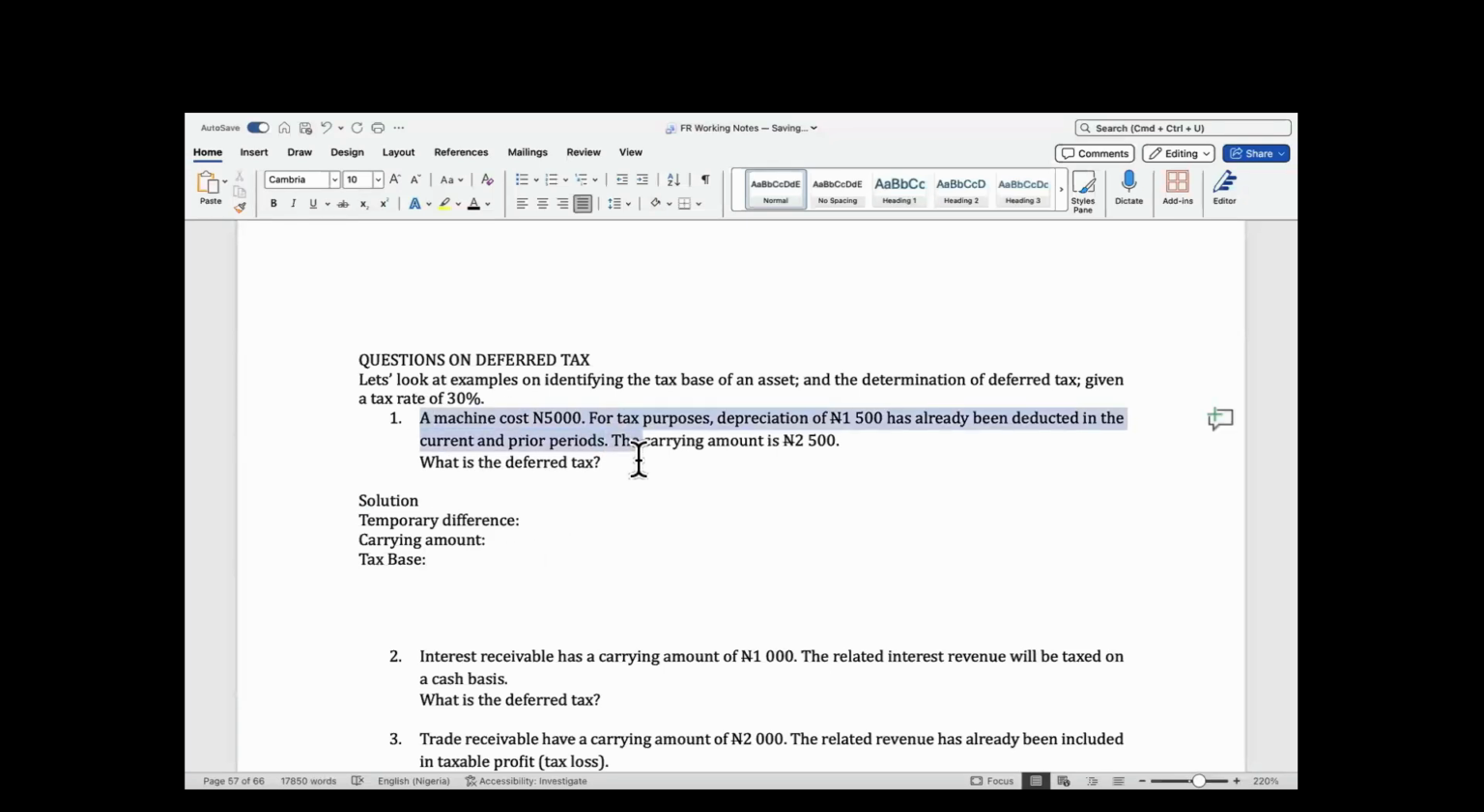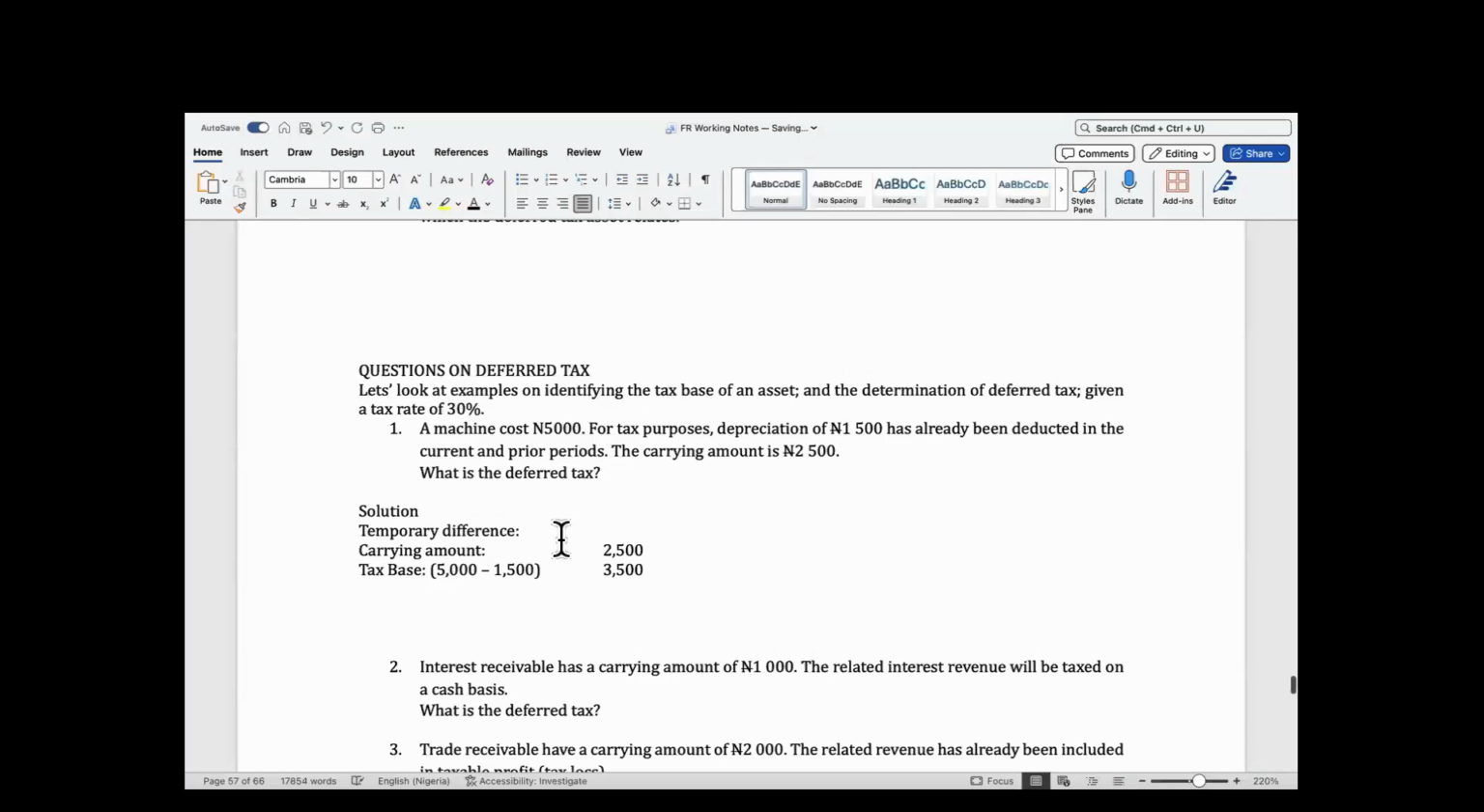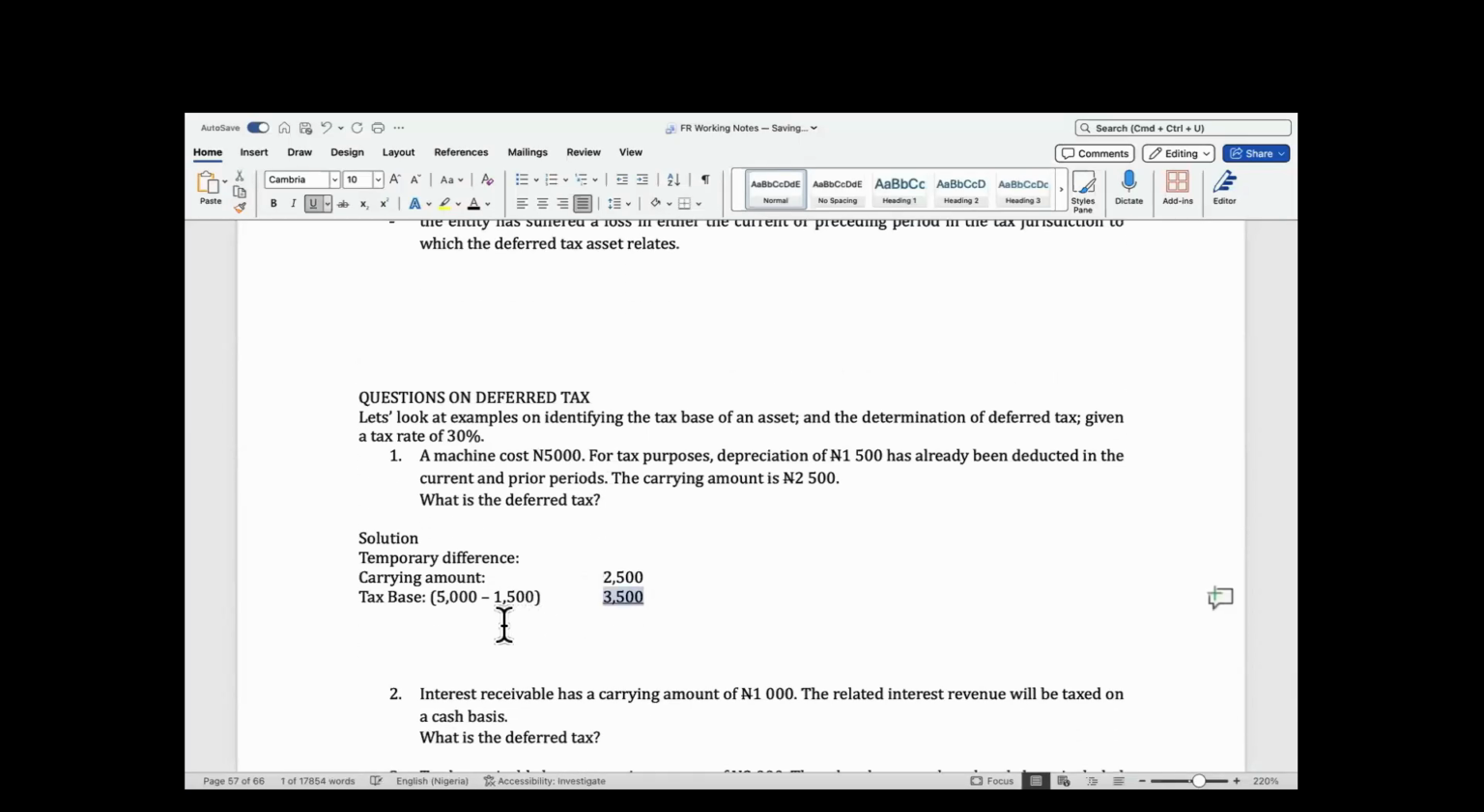So for a situation like this, the difference is arising between capital allowance and depreciation. The way we work it out is, the carrying amount is usually cost minus accumulated depreciation. They have given it to me in this question as 2.5. And the tax base, I can easily determine that, which is 5,000 minus tax depreciation, which is 1,500. So in this case now, there is a temporary difference of 1,000.